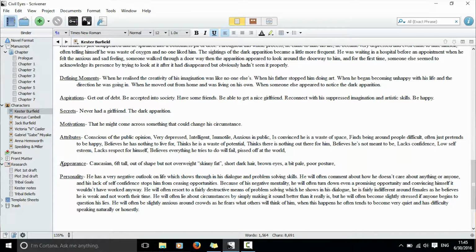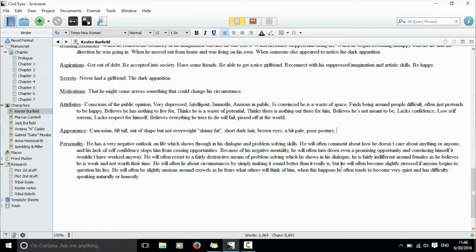And quite an important one, because you need to get this down, is appearance, because you don't want to say at the beginning of the story that the character has blue eyes or blonde hair or something, and then later in the story you describe them as having different coloured hair. So yeah, appearance: Caucasian, he's white, 6 feet tall, he's a skinny, fat sort of person, short, dark hair, brown eyes, a bit pale, poor posture. You can go into as much detail as you want, if you think it will ever be relevant.